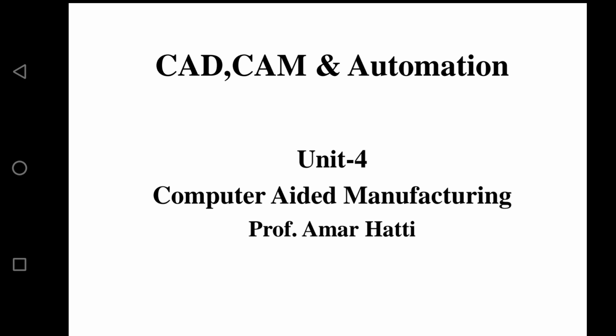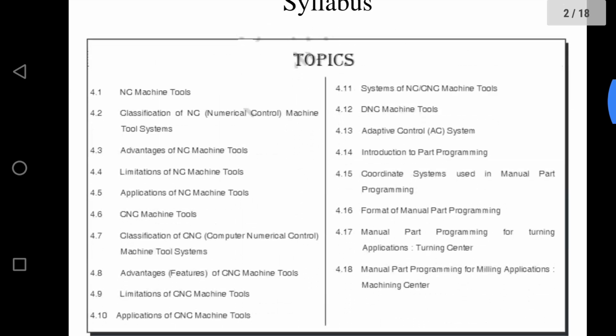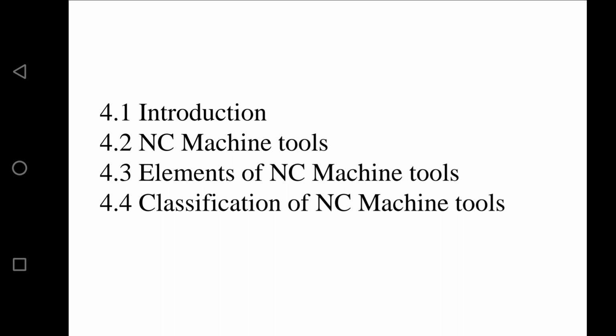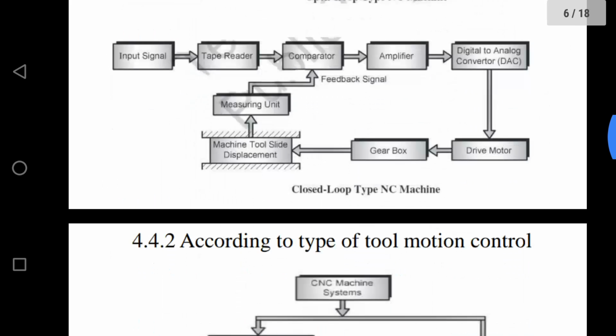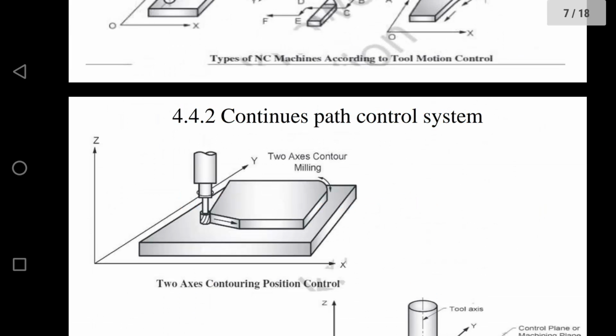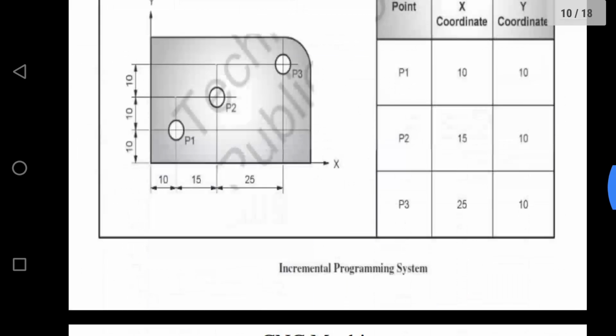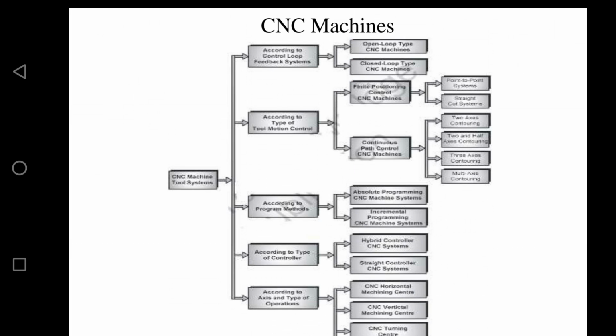In the last video lecture we started your fourth unit, computer aided manufacturing, and we came to know the syllabus, the introduction to computer aided manufacturing, what NC machine tools are, and the different elements of numerically controlled machine tools and their classification. According to the type of motion, we have different types of NC machines, such as continuous path control systems. According to programming methods, we have some classifications of NC machines, and we also saw the different types of CNC machines and how they are classified based on different criteria.